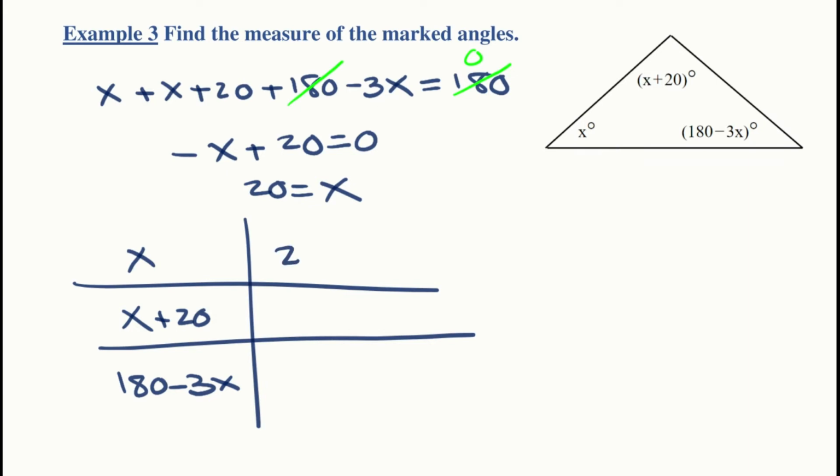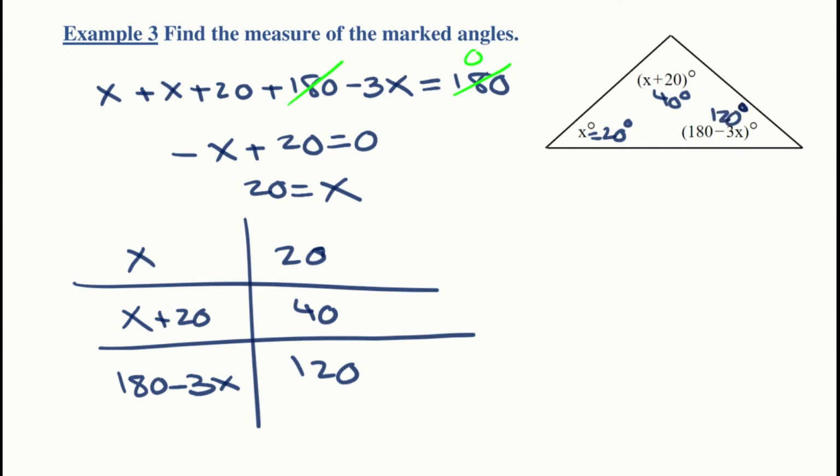So now x we know is 20, so x plus 20 is going to be 20 plus 20, so that's 40. 180 minus 3 times 20, right? 3 times 20 is 60 for this expression here. So 180 minus 60, that's 120, right? So we know that the angles are going to be 20 degrees. X plus 20 is going to be 40 degrees, and the large angle here is going to be 120 degrees.